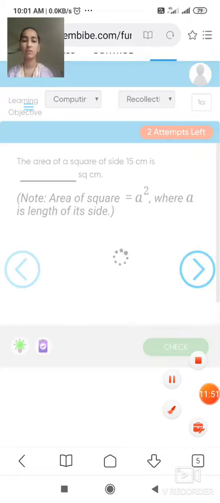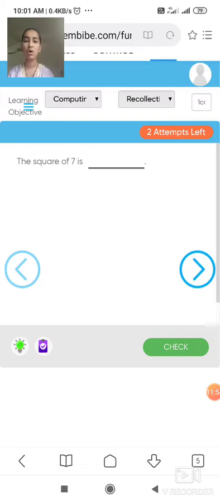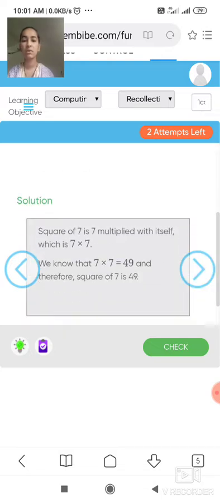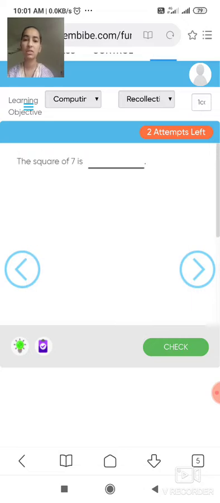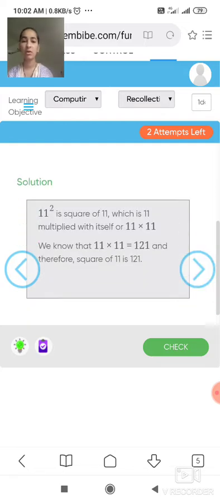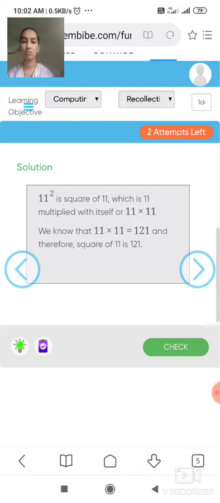Okay, the next: the square of 7 is 7 sevens, which is 49. So the square of 7 is 49. You have to multiply the number with itself. Now 11 squared is equal to, multiply 11 with 11, it gives 121. So it is equal to 121. The answer will be 121.